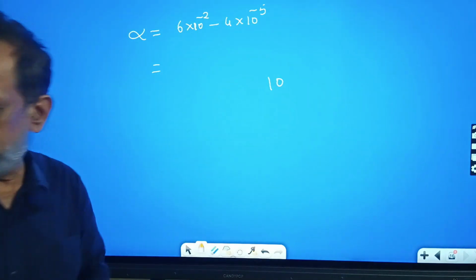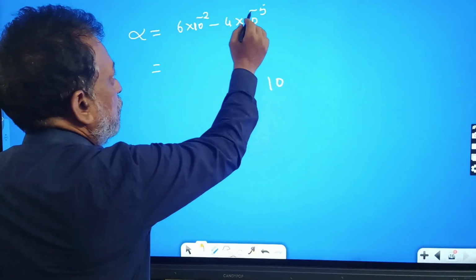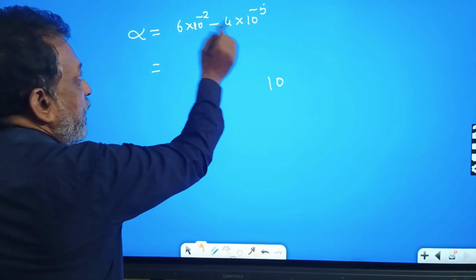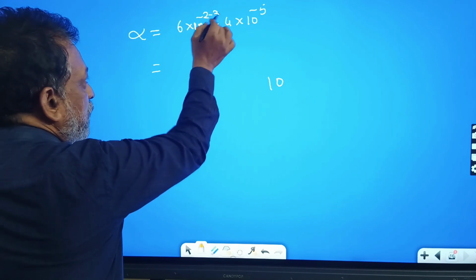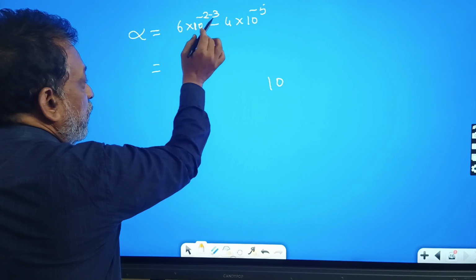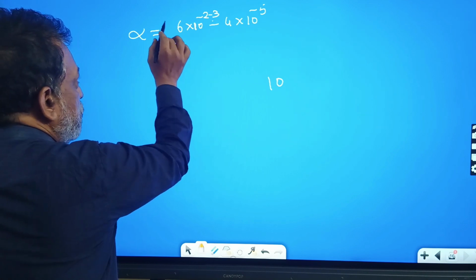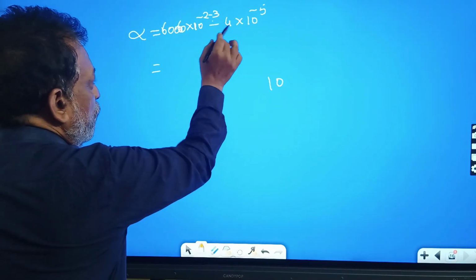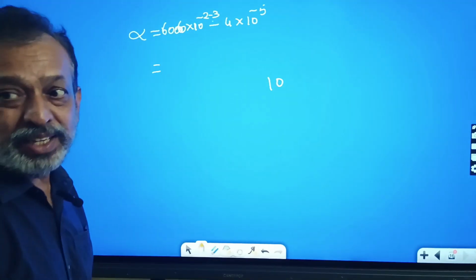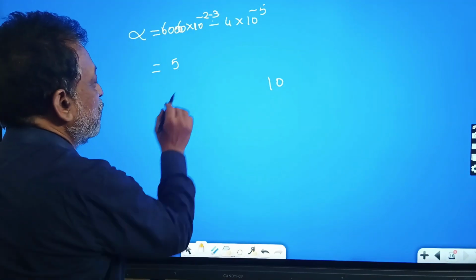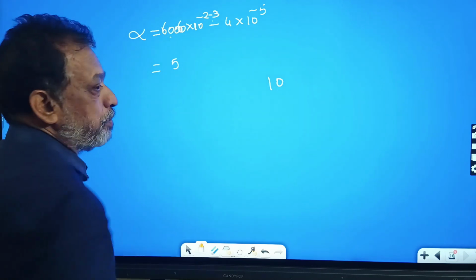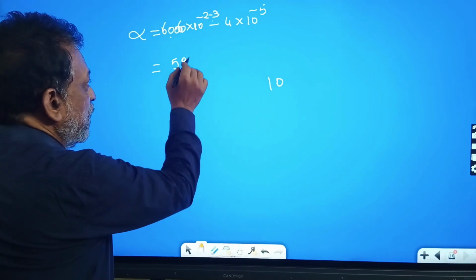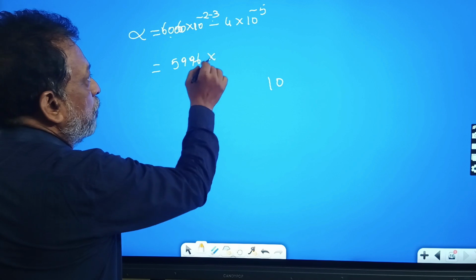Now coming to this calculation, 10 to the power of minus. You have to try to make the powers equal. If I want to make it minus 3, here I can put minus 3, and here I have to multiply with 1000. Otherwise I can put 6000, that is 3 zeros. Now 10 to the power of minus 4: 6000 minus 4 is how much? 5996, sorry, into 10 to the power of minus 5. This is the direct way of writing.